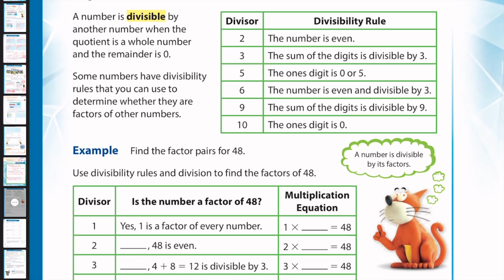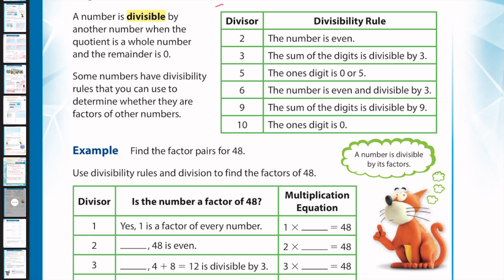A number is divisible by another number when the quotient is a whole number and the remainder is 0. If there is any remainder, so if you have any cookies left for Mr. Lee, that doesn't mean that number is a factor of the given number. Divisible means you shouldn't have any leftover cookies. Some numbers have divisibility rules that you can use to determine whether they are factors of other numbers.